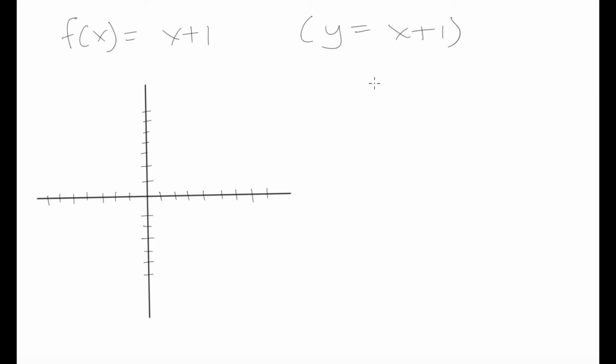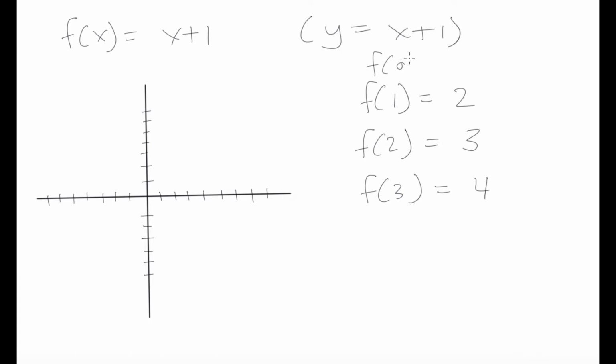So when x is equal to 1, then y is going to be equal to 2. When x is equal to 2, y is going to be equal to 3. When x is equal to 3, y is going to be equal to 4. And when x is equal to 0, y is equal to 1. So here are our input values: 0, 1, 2, and 3. And here are our output values: 1, 2, 3, and 4.